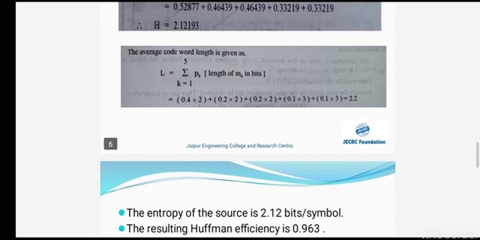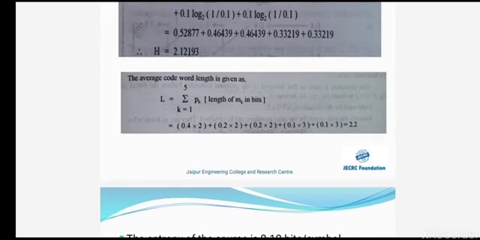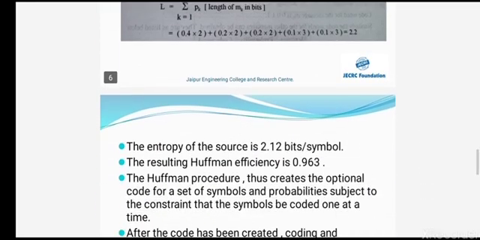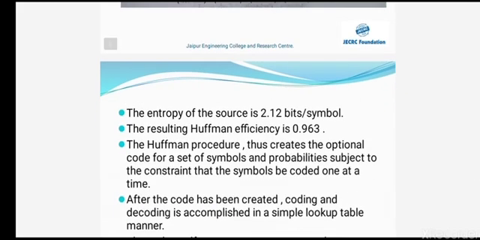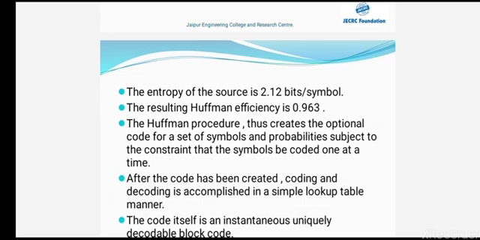Now we can calculate the ratio of the entropy and the average code word length. This ratio is known as the efficiency of that particular source. So the efficiency is 2.12 by 2.2, that is 0.963, and we can easily find the code redundancy, that is 1 minus eta, means 1 minus 0.963, which is approximately 0.04. That is the code redundancy. The Huffman procedure thus creates the optimal code for a set of symbols and probabilities subject to the constraint that the symbols be coded one at a time.